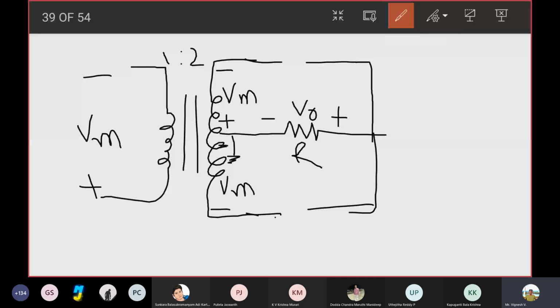Anyways, I'm not concerned about the forward biased diode. I'm concerned only about the reverse biased diode, because the PIV definition is so. So if you write KVL in this loop, how would the equation look like? This is V naught. This is V, the voltage across the diode.